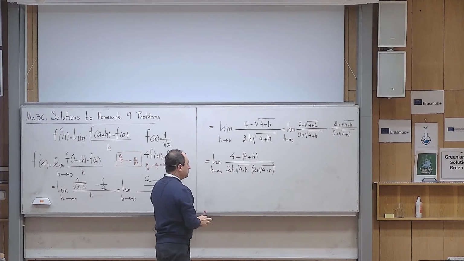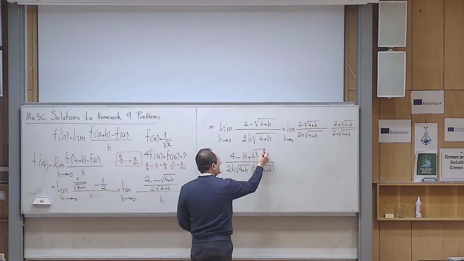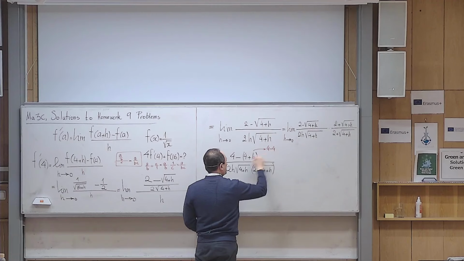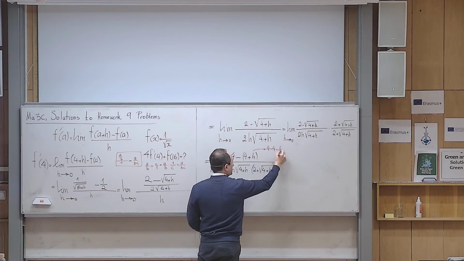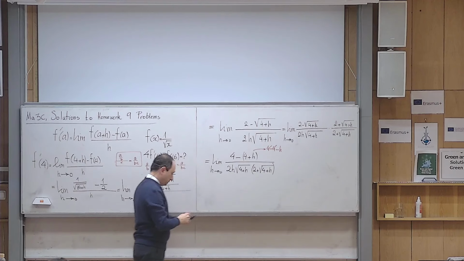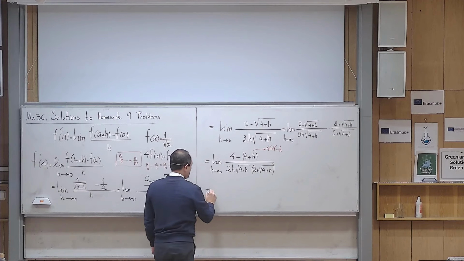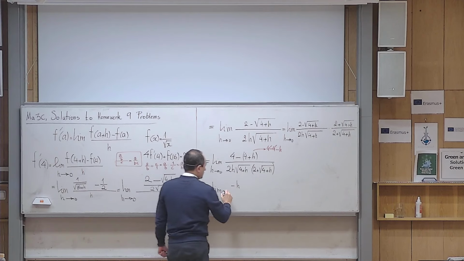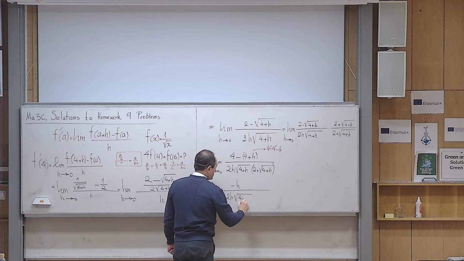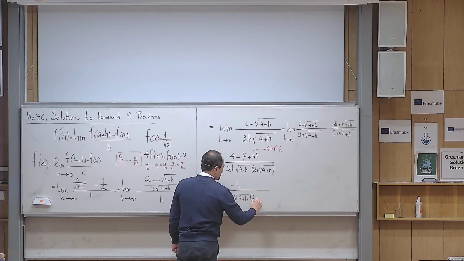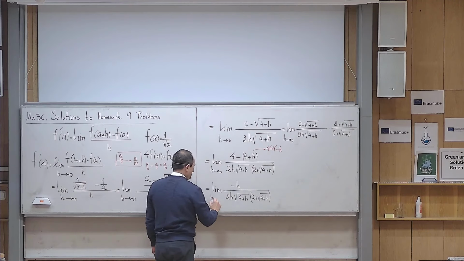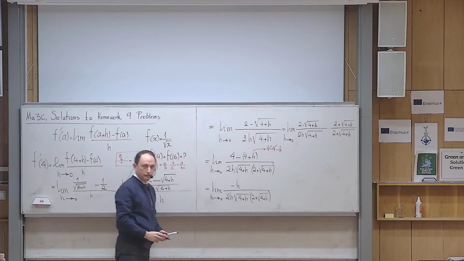But now let me do it here. So if I open it up, it is 4 minus 4, but minus H. And 4 and 4 are gone. And then what happens? This becomes the limit of minus H over 2H square root of 4 plus H multiplied by 2 plus the square root of 4 plus H. H goes to 0. Yes?